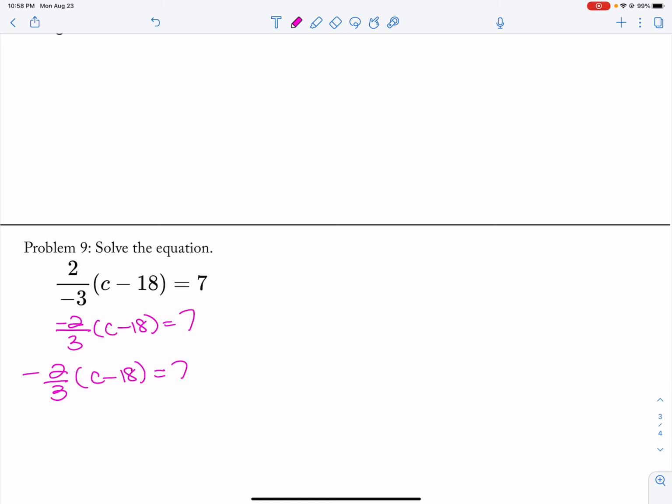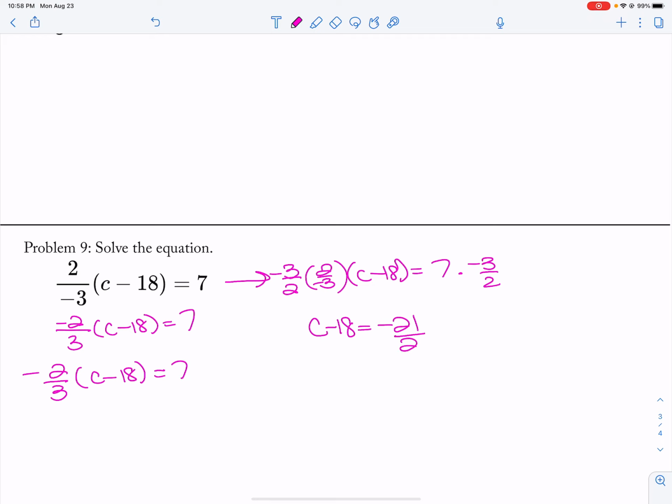Okay. Now, here, what I'm going to do is get rid of the negative 2/3 by multiplying by a negative 3/2. So I'm multiplying by a negative 3/2 on both sides. So I get c minus 18 is equal to negative 21 over 2.